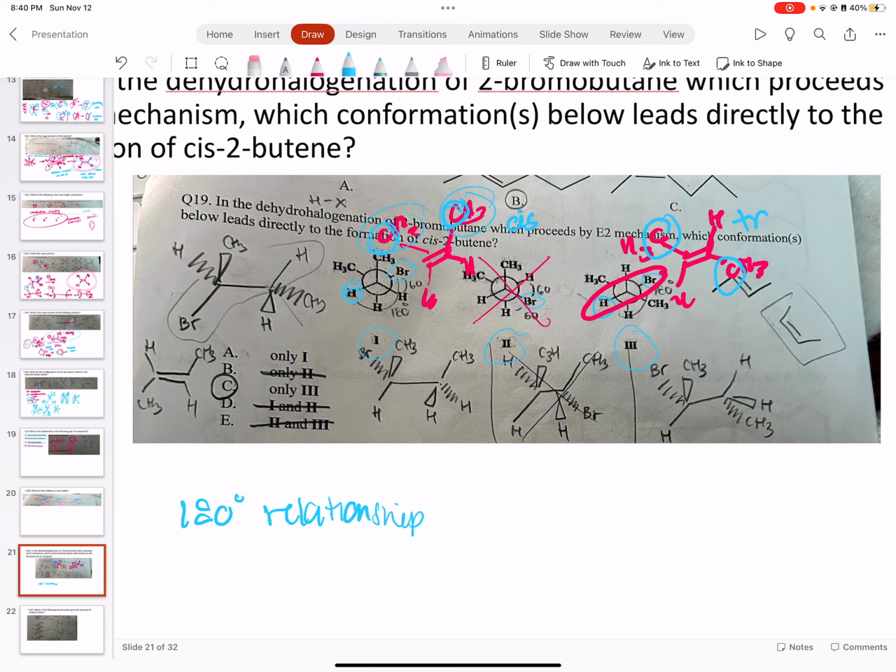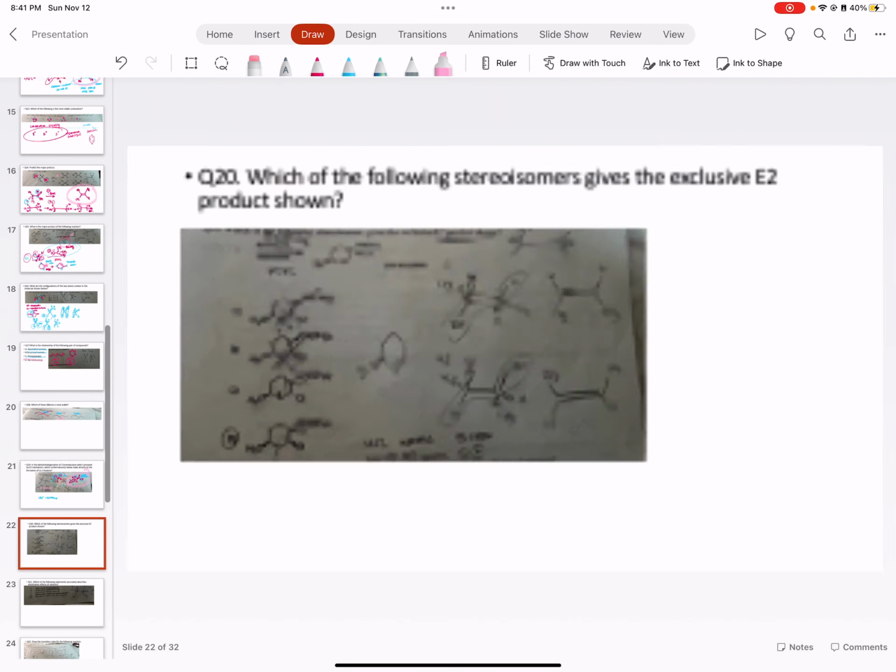That was trans. And we previously said that we prefer trans over cis, so trans is technically our major product. So then our answer will be C, since it gives rise to that trans alkene.